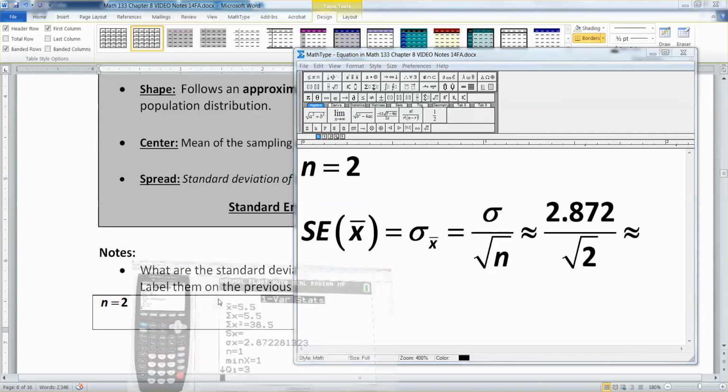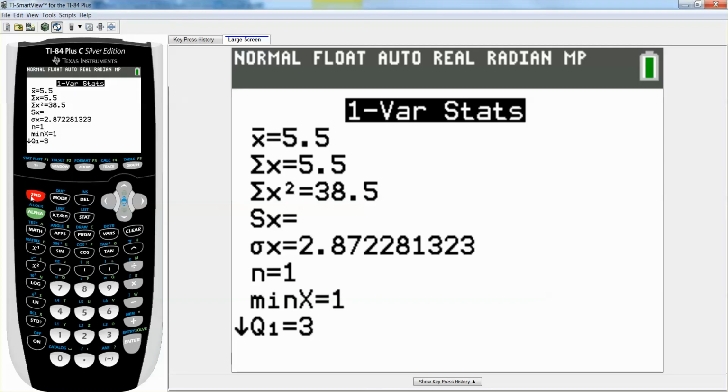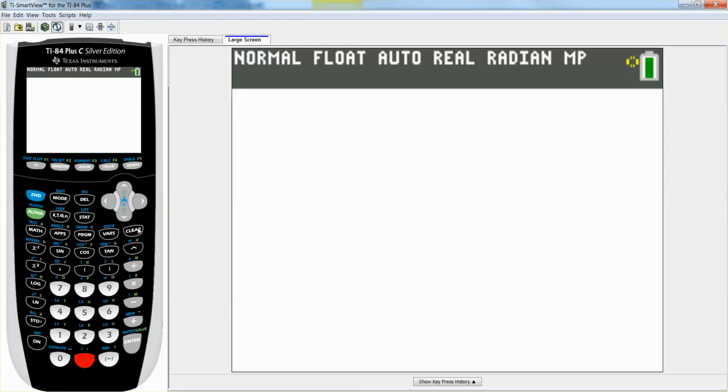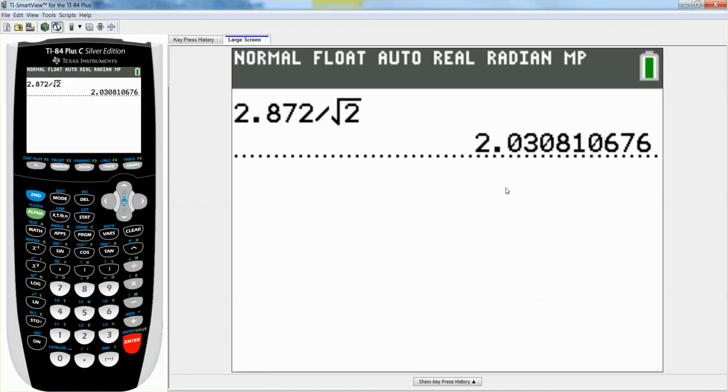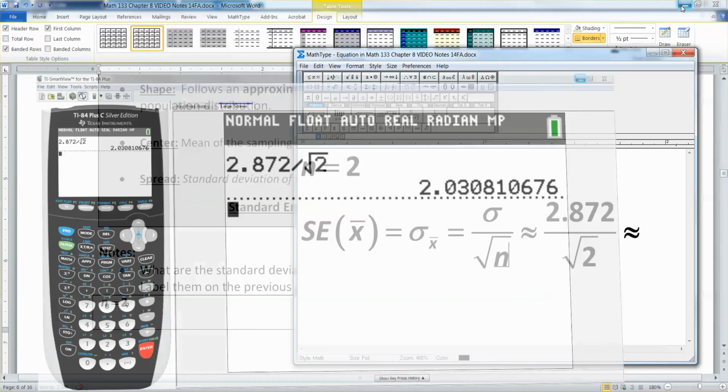Let me grab the calculator and clear this. So I want 2.872 divided by the square root of n, which was 2. And that's about 2.031.